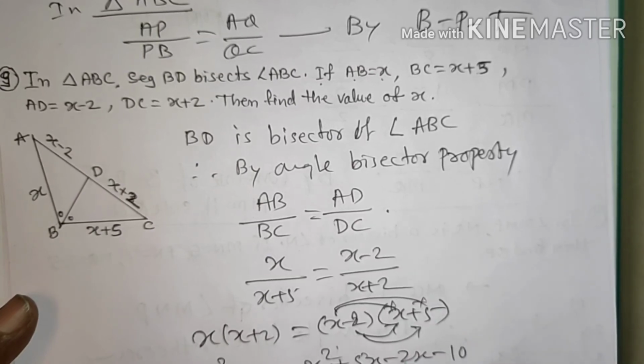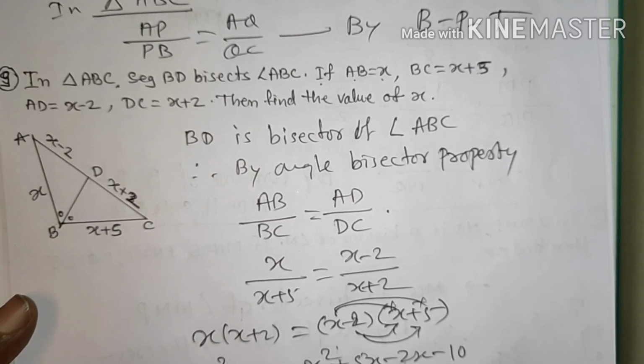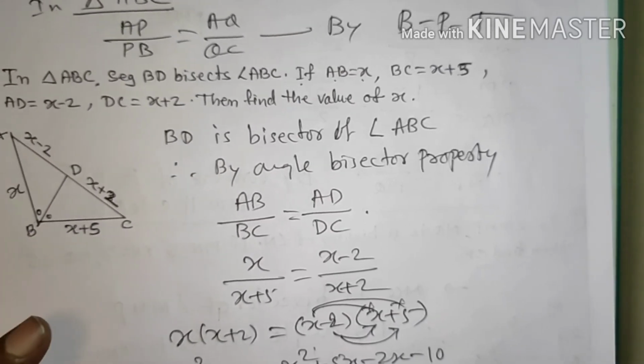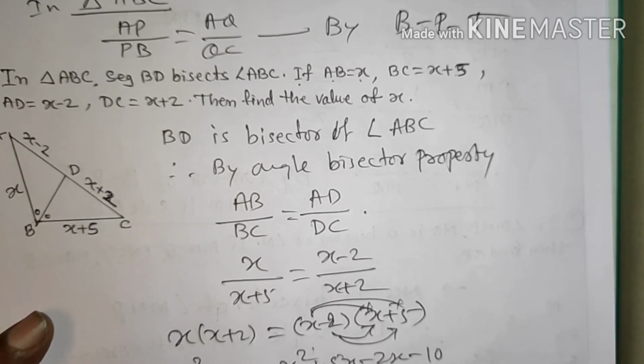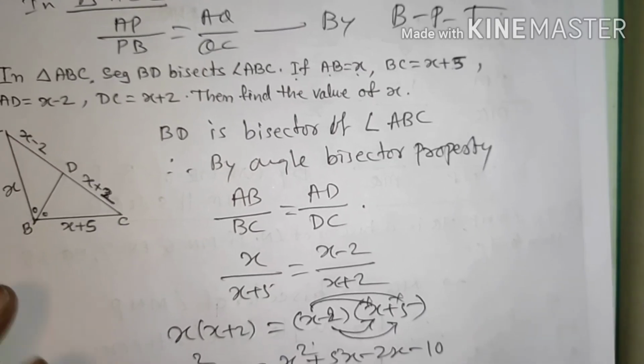Now take all the x terms to one side: x square minus x square plus 2x minus 5x plus 2x is equal to minus 10. x square is cancelled. 2x plus 2x is 4x, minus 5x, minus x is equal to minus 10. That is x is equal to 10. Understand?